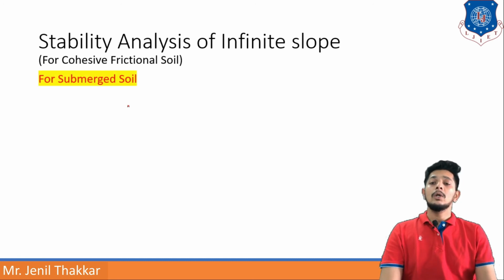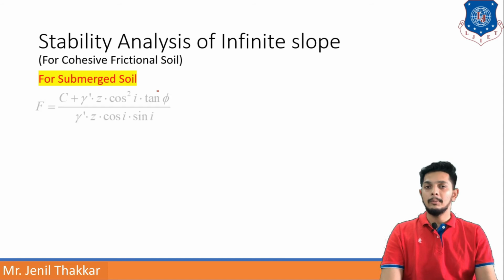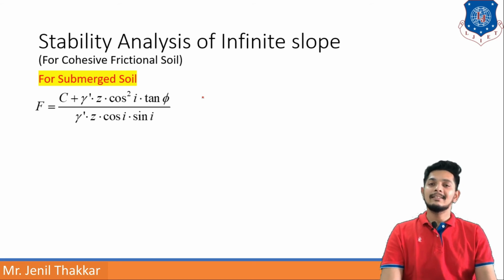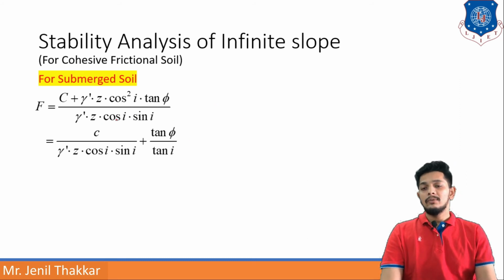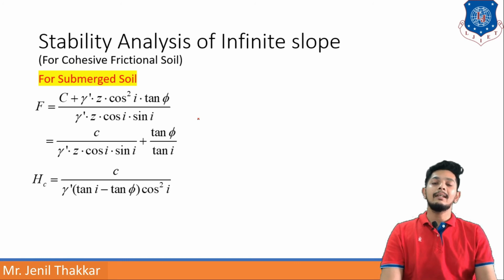Moving forward to the submerged soil case. In this, if a C-phi soil is there and the soil is submerged, then F can be written directly as C plus sigma tan phi, or we can write C plus gamma dash Z cos square I into tan phi upon gamma dash Z into cos I into sin I. Here gamma is directly written as gamma dash because it is the submerged soil case. Let us divide both by gamma dash Z cos I into sin I individually. By dividing that, I will get the right hand side term as tan phi upon tan I. Now the critical height Hc can be defined like this: C upon gamma dash into (tan I minus tan phi) into cos square I. It is very simple.